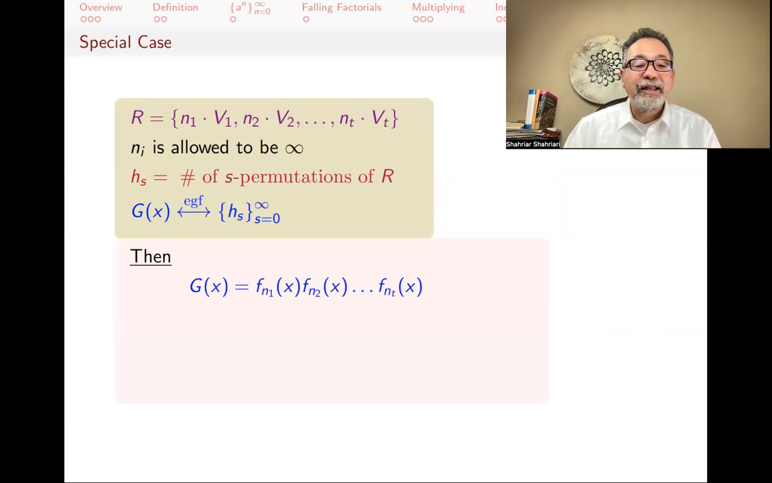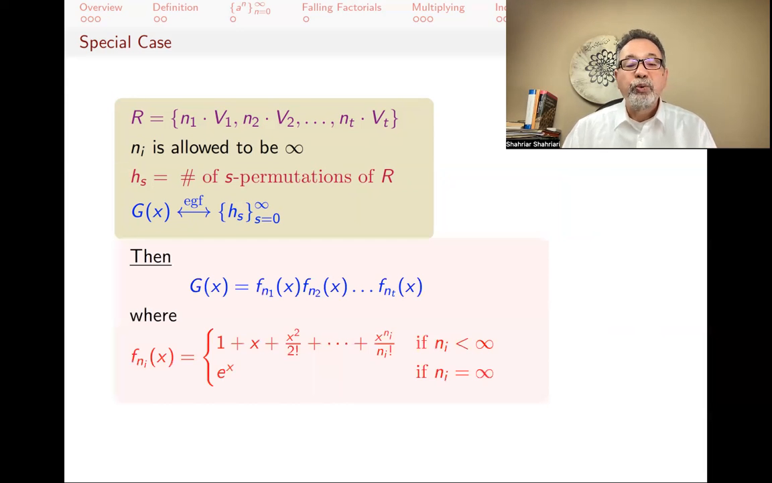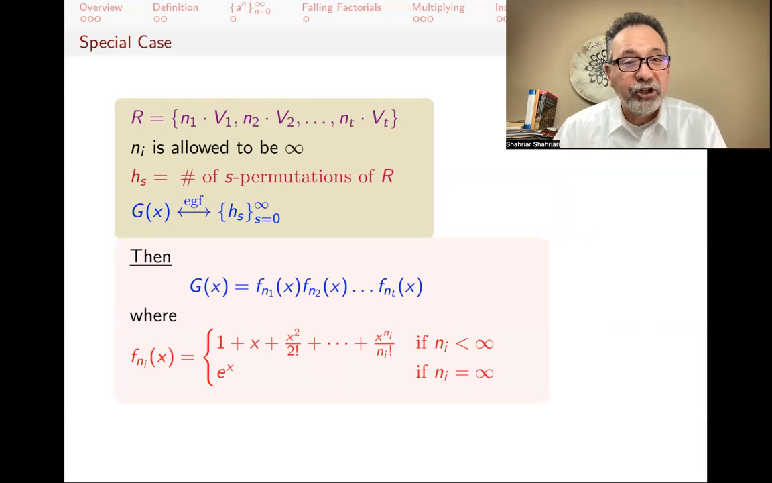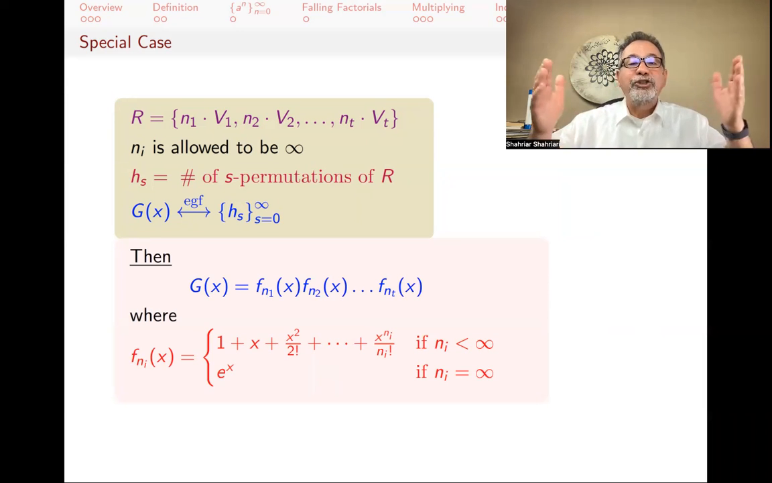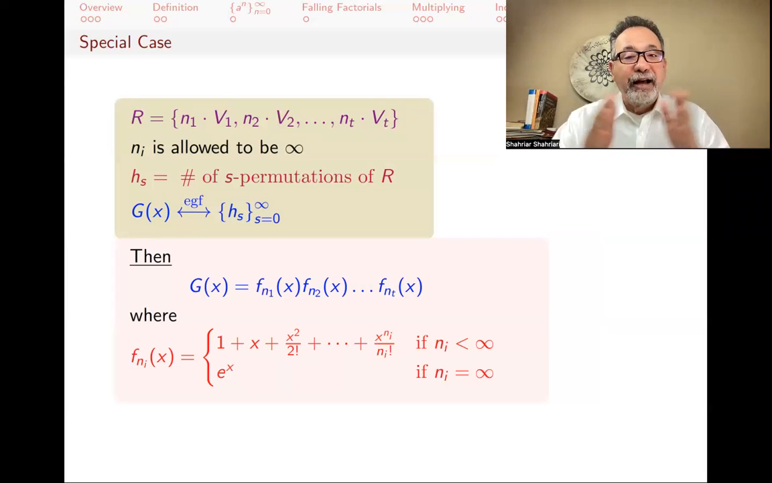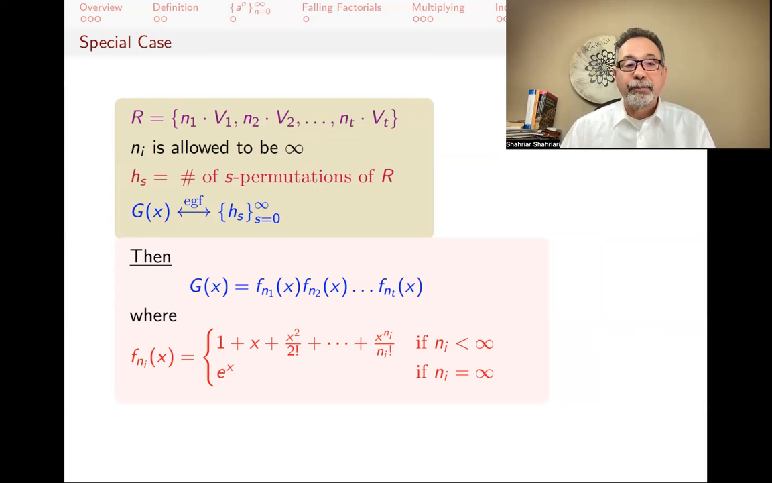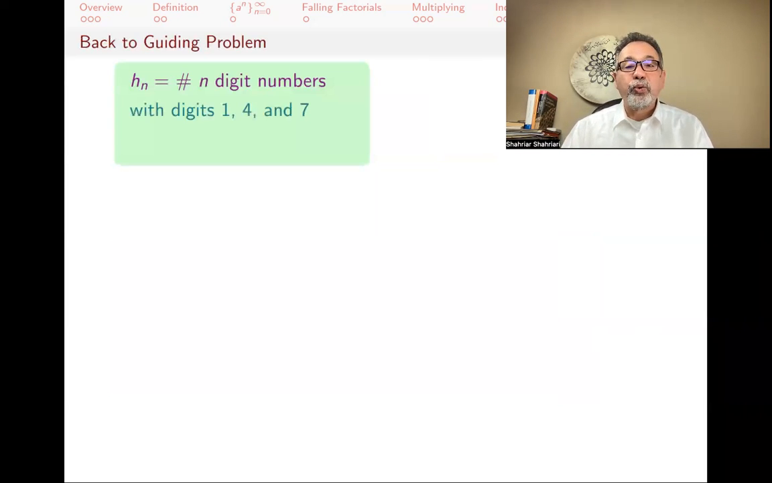In that case, g(x) still will be a product of exponential indicating functions, except those will just be either e to the x if the repetition number is infinite, or a truncated power series for e to the x, a partial sum of the power series for e to the x, if ni is less than infinite. So in this case, those terms that you have to multiply are a little bit simpler. So now let's go back to our original problem.